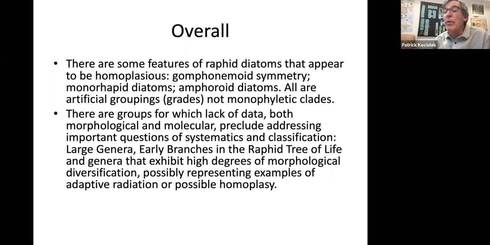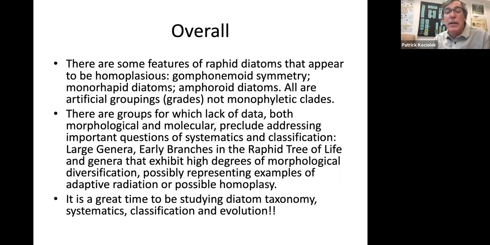I've just pointed out a couple of those places in the early diatom tree of life and some certain groups that would be a welcome focus of folks' attention. In all of that, it is just a great time to be studying diatom taxonomy, systematics, classification, and evolution. Thank you very much for your attention.